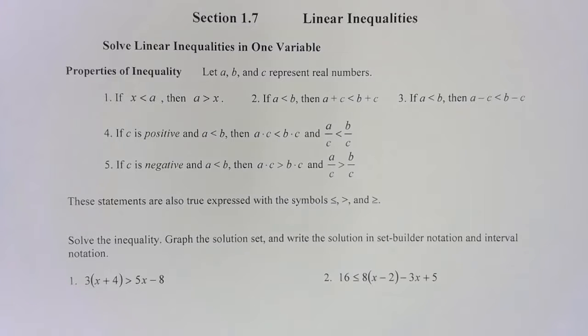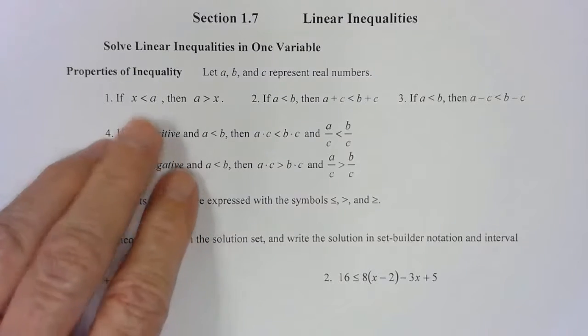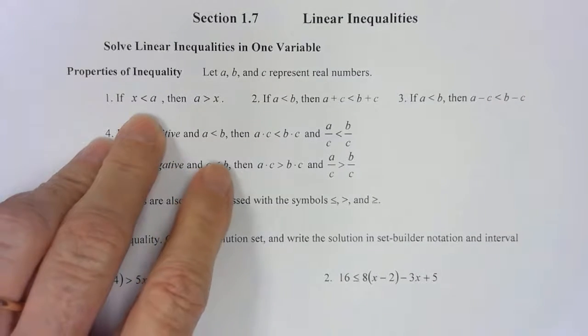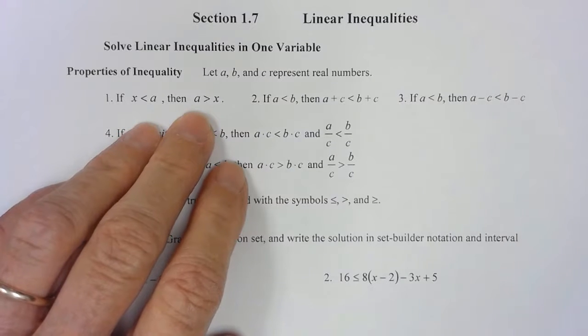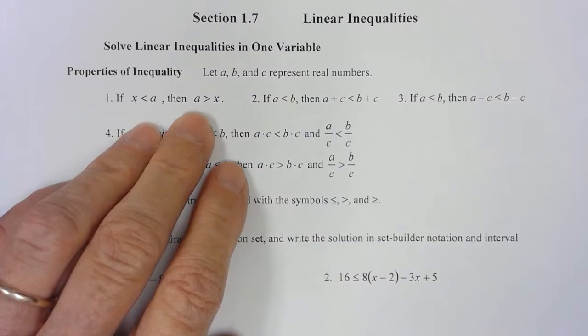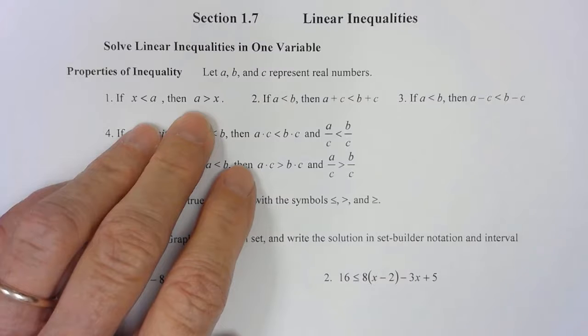Now we're going to look at linear inequalities in one variable. Properties of inequalities. You've got a, b, and c representing real numbers. Now I know you've done this before, but we need to look back over this. If you've got x is less than a, then if you flip the whole thing like with a pancake flipper, you've got a is greater than x.